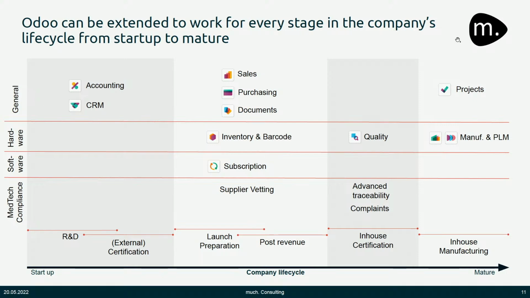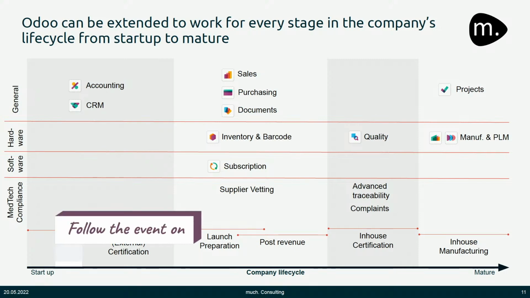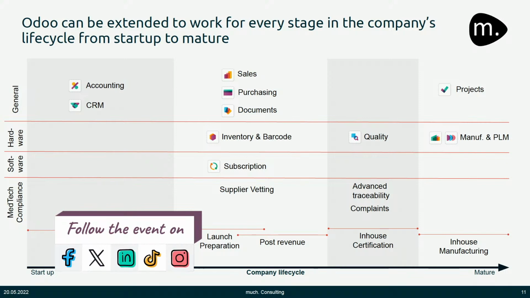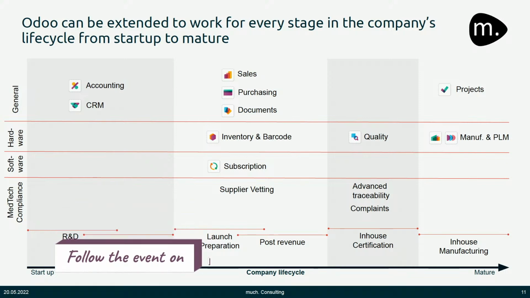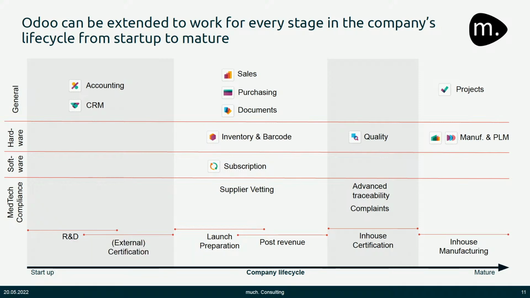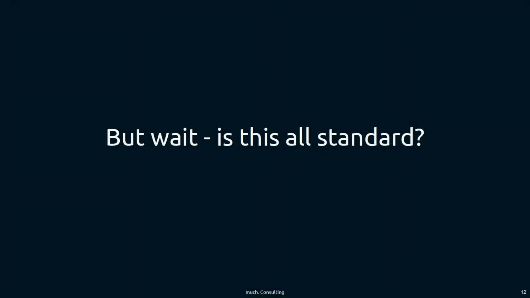So what we see is that, from a startup R&D phase, we also have customers that already start implementing Odoo at that point, for example, for accounting and CRM, to already get used to it, and then continue building Odoo while the company develops, throughout the development of the product and the launch and certification of the product. So we can also start early, get people used to the system, and then extend it more and more over time.